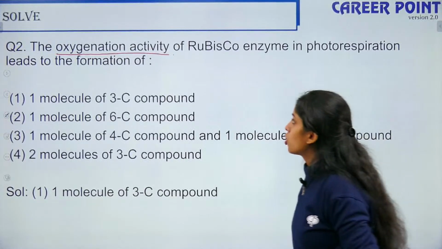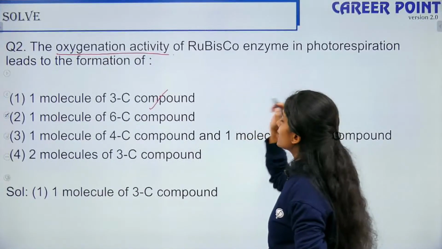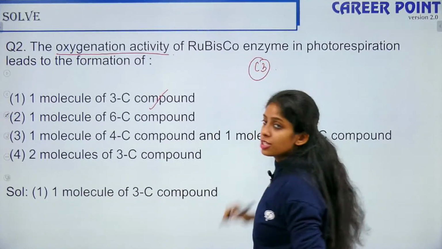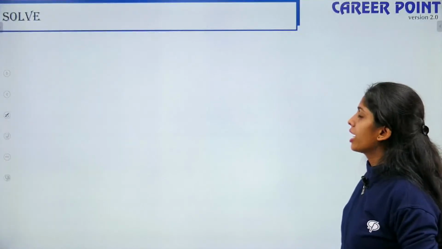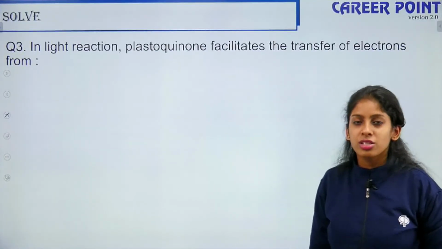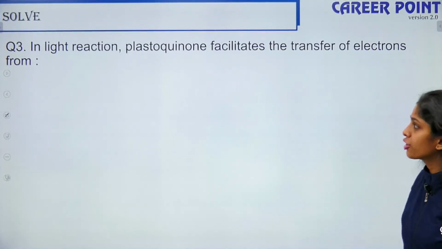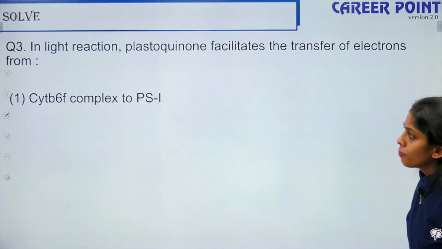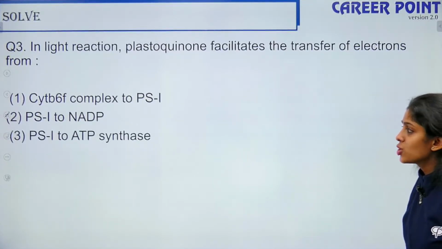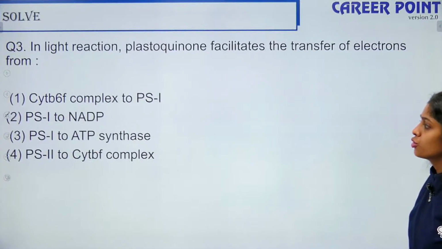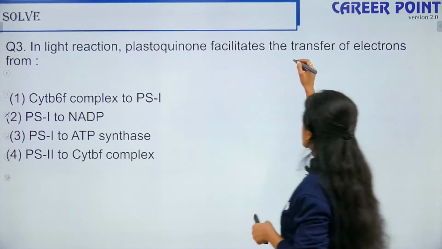Why? So oxygenation of RuBisCo activity, photosynthesis in higher plants. So this we are talking about your Calvin cycle, that is your C3 plants. Okay. Yes, you're right. Okay, so question 3, in light reaction, so this is talking about photosynthesis, plastoquinone facilitates the transfer of electrons from cytochrome B6F complex to PS1, PS1 to NADP, PS1 to ATP synthase, or PS2 to cytochrome B6 complex. Yes, please understand. So we are talking about the Z scheme here.